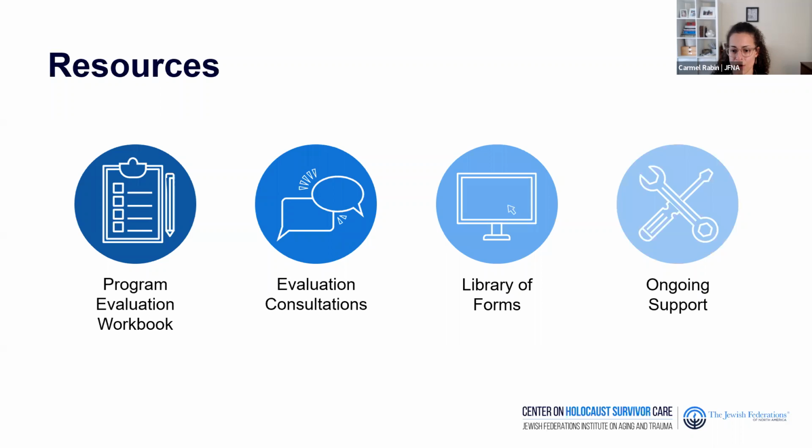And then finally, during the first 6 months of your grant, we're going to be working on evaluation a little bit more, and you'll also have a copy of everything in the library of forms. But throughout the entire 2-year grant, we're here to provide ongoing support, whether it's in a phone call, in a Zoom meeting, over email. We're happy to help with anything that comes up related to evaluation.